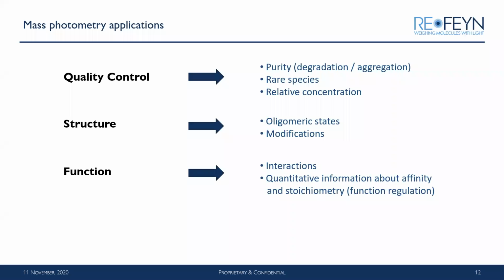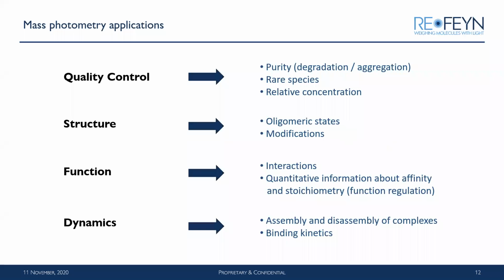Of course, another thing is function. So it can give you information about interactions of different proteins with one another, and it can give you quantitative information about affinities and stoichiometry. And the last application, which is basically developed as we speak, is the assembly and disassembly of complexes and the binding kinetics.